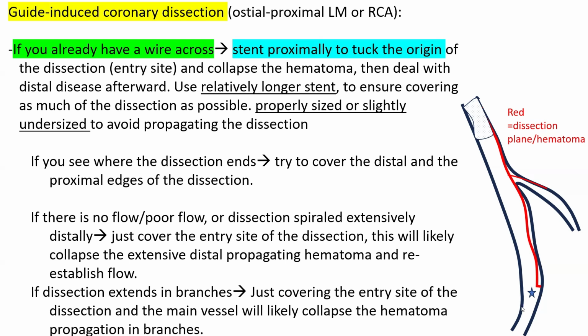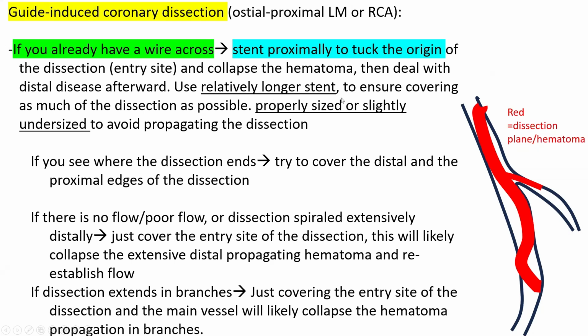If the dissection is not too extensive distally, it is nice to also cover the distal edge to prevent propagation of the hematoma. But pure distal stenting is less effective than stenting the entry point and is less likely to reestablish flow by itself. Also, the downside of starting with distal edge stenting is that you may not be able to see where the distal edge is in long spiral dissection or in occlusive dissections.